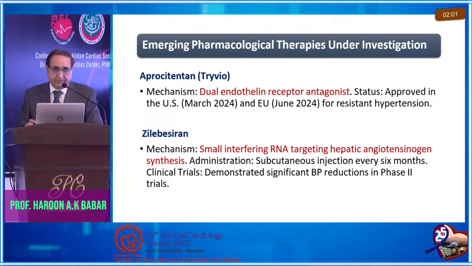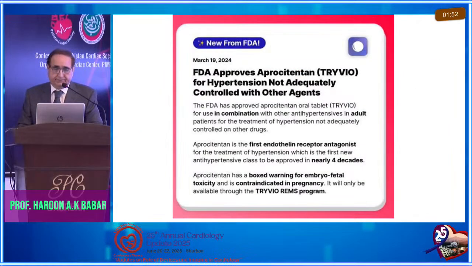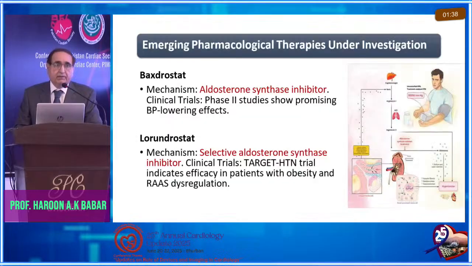Another drug to be mentioned is zilebesiran, a small interfering RNA targeting hepatic angiotensinogen synthesis. Administration is by subcutaneous injection, and at the moment it is in trial phases. Coming back to aprocitentan, it has been approved, but you should be aware of the side effects: it is contraindicated in pregnancy and breastfeeding.